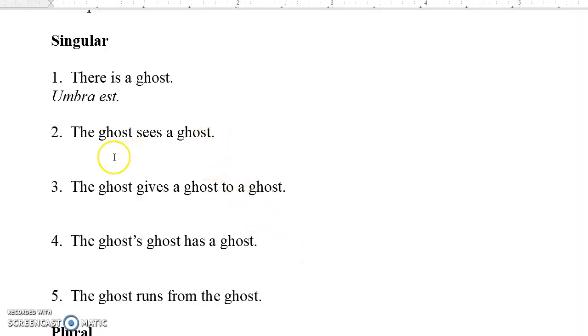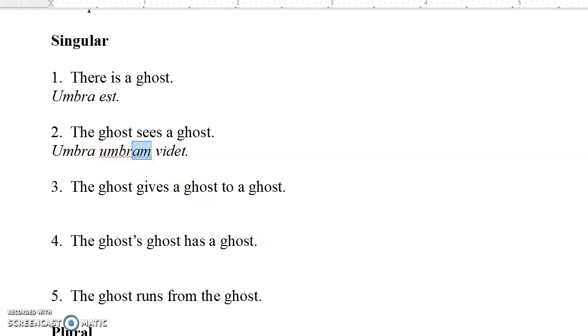Let's take a look at the next example here: the ghost sees a ghost. This one's going to be interesting as well, because we have umbra, so there is the ghost, and then we're going to put sees at the end, but now we're saying sees a ghost, so this is going to be our accusative ending, which in English we call the direct object. So umbra umbram videt: the ghost sees a ghost.